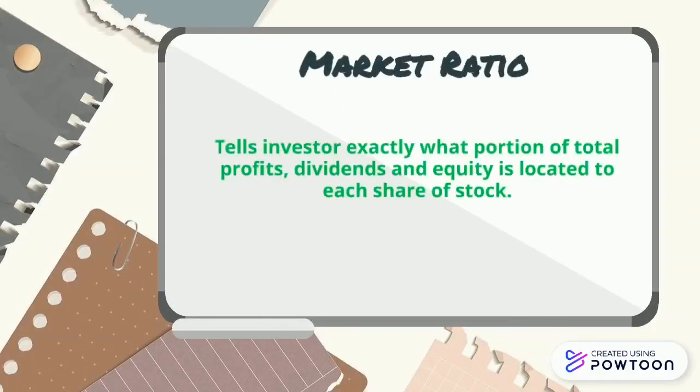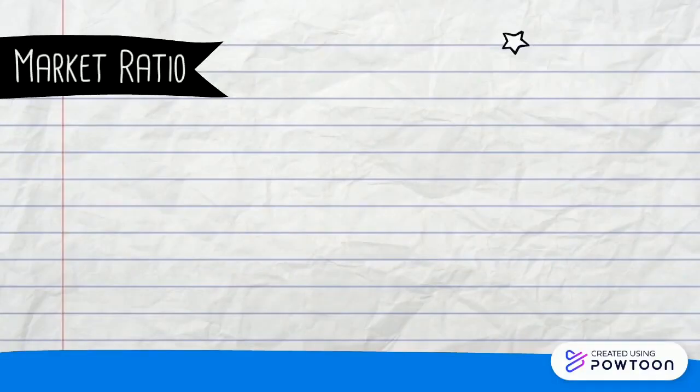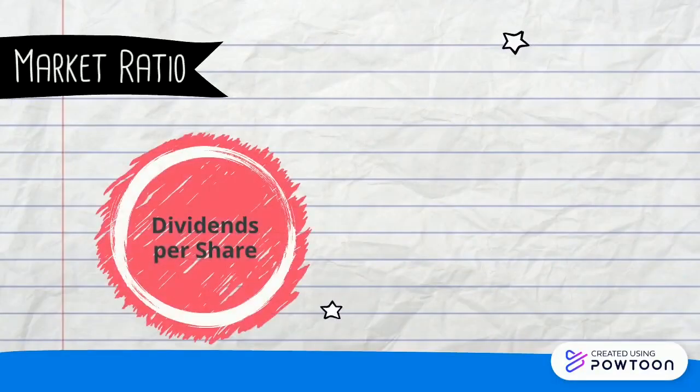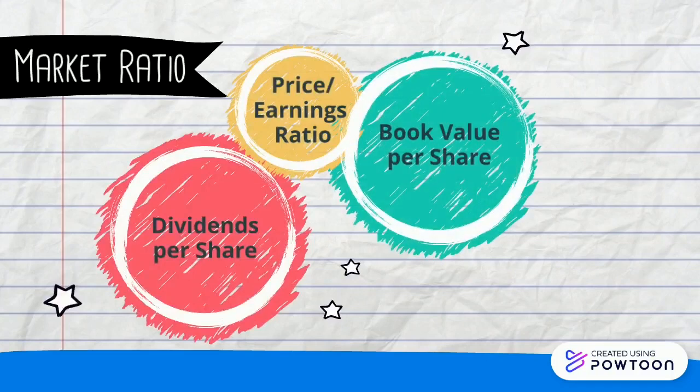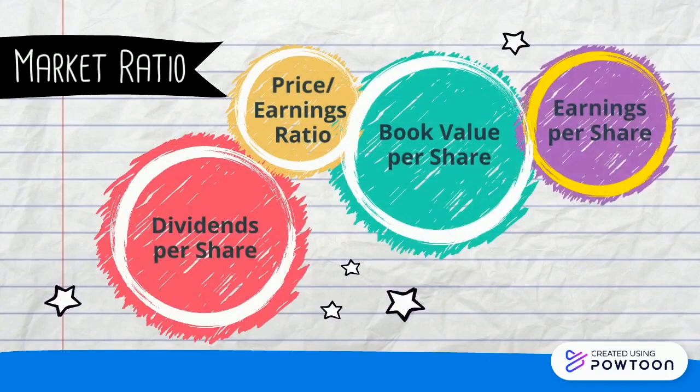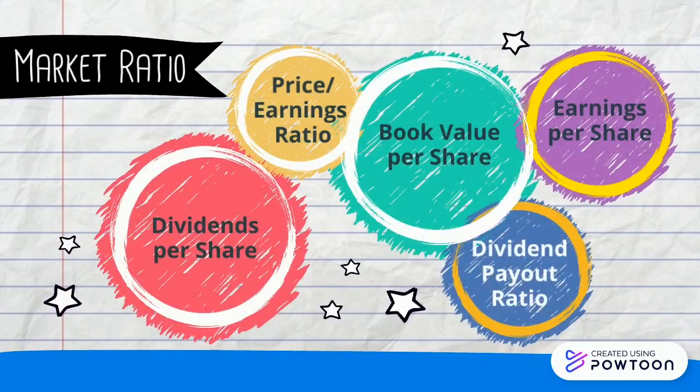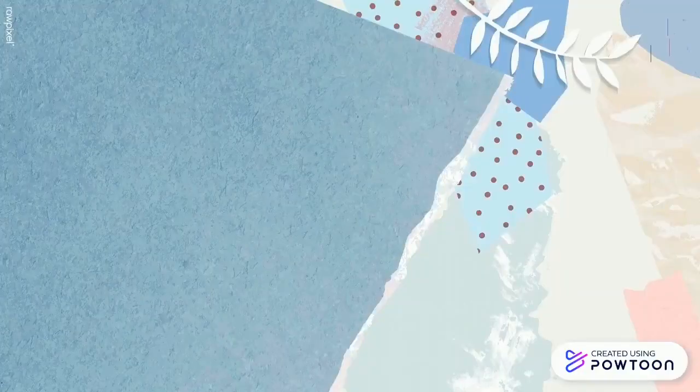Lastly, market ratio. Market ratio tells investor exactly what portion of total profits, dividends, and equity is allocated to each share of stock. Market ratio includes dividends per share, price earnings ratio, book value per share, earnings per share, and lastly is dividend payout ratio.